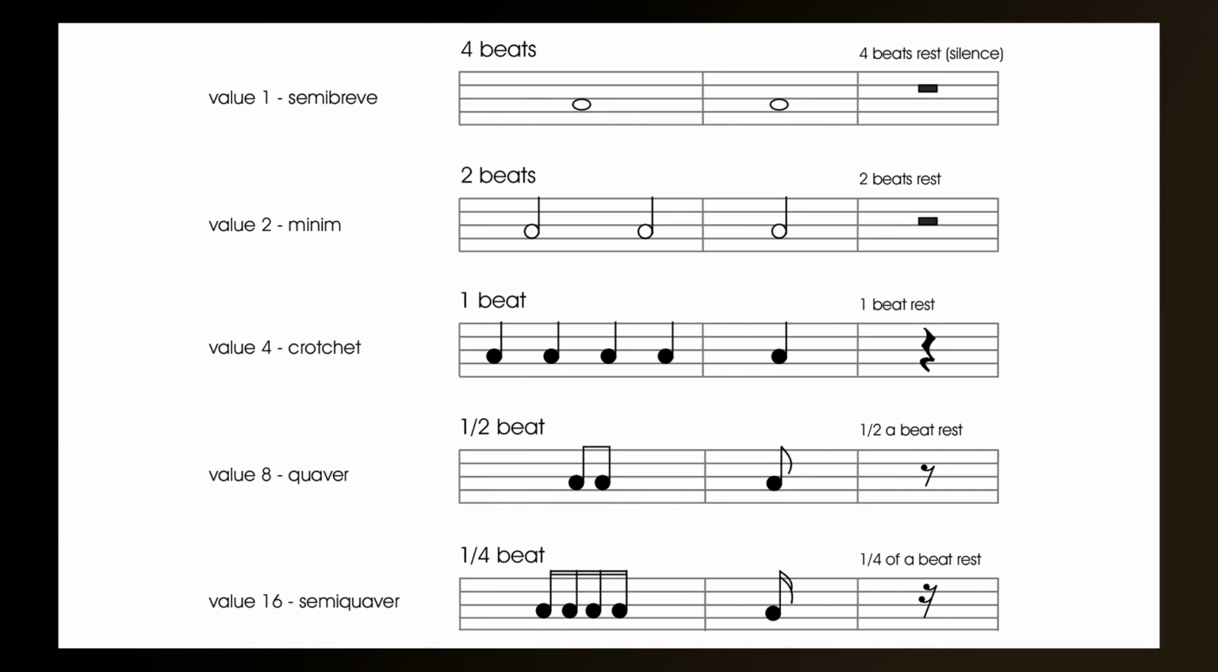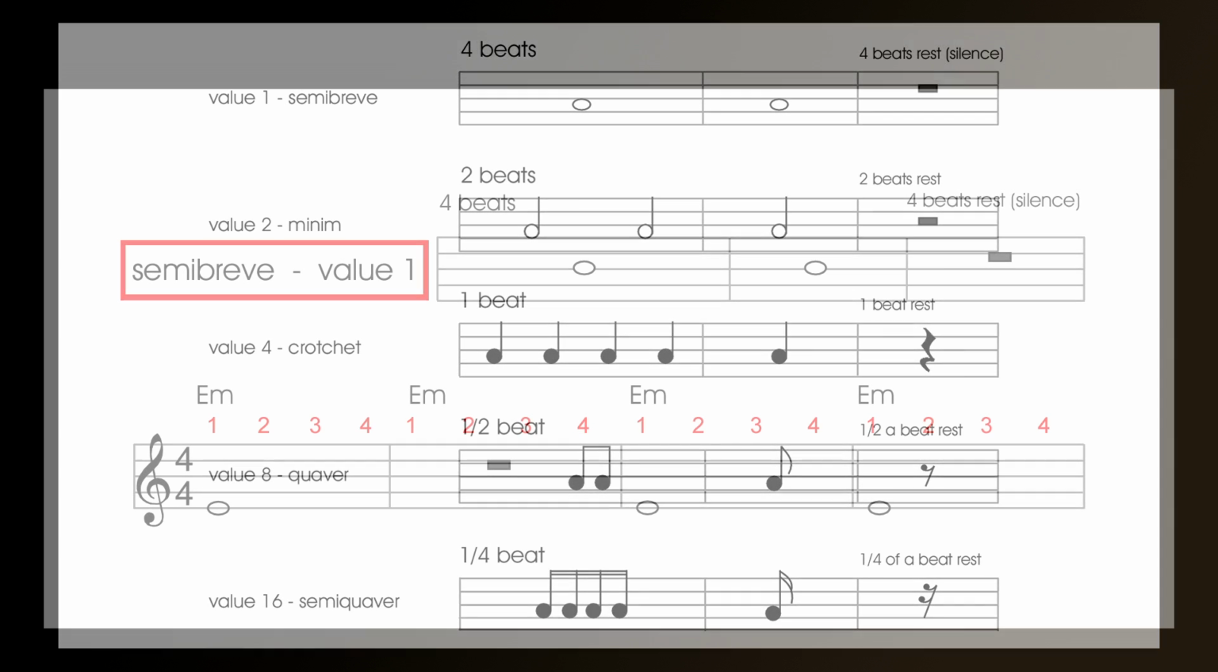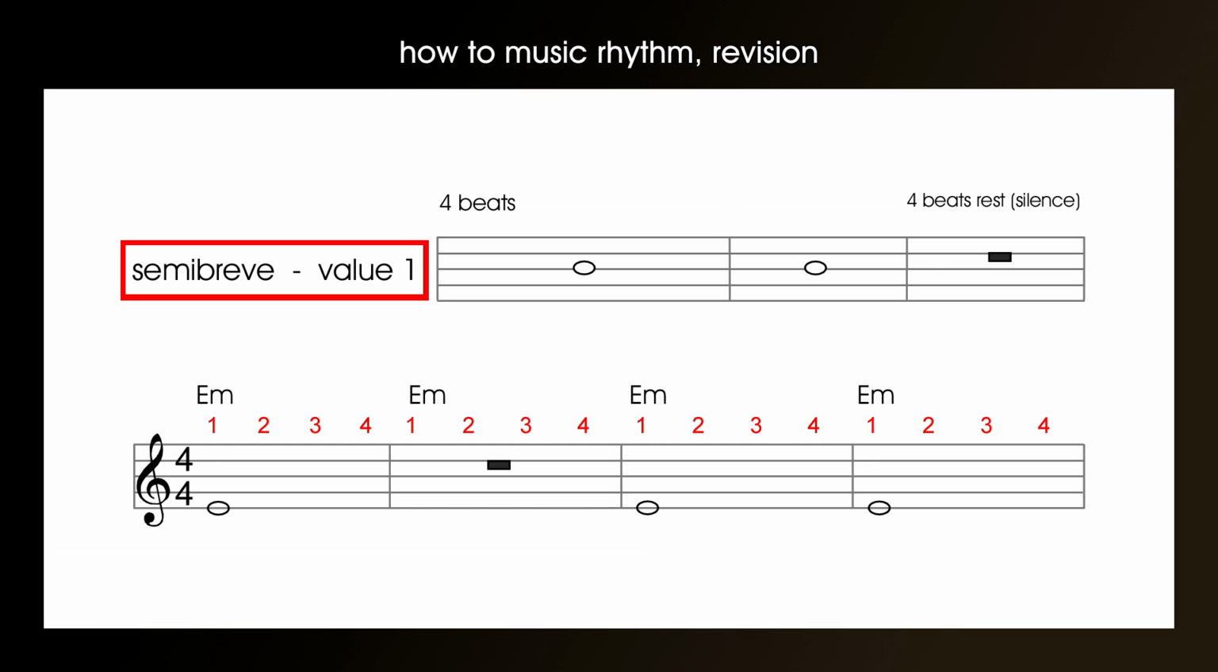Before we start looking at the dot values, let's just revise all the other values we've learnt in this course because it's going to be essential. And the first note value we looked at was the semi-breve. And the semi-breve lasted for 4 beats and the rest the same 4 beats. And its value was 1.